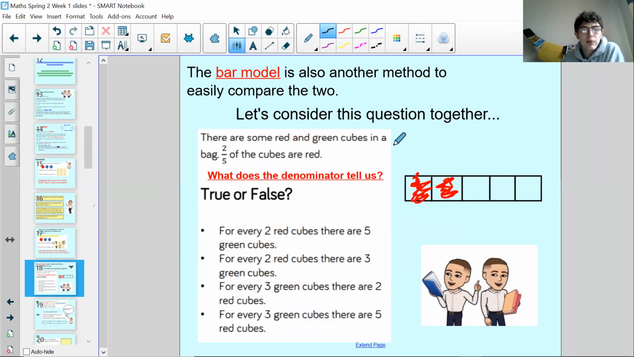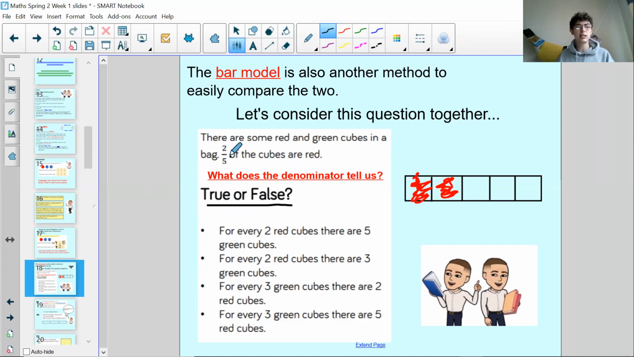There are some red and green cubes in a bag. 2/5 of the cubes are red. And now there are some true or false questions, okay? So given this information, straight away, we can start to build up a method to our question. So firstly, what does the denominator tell us, okay? What were we just discussing?